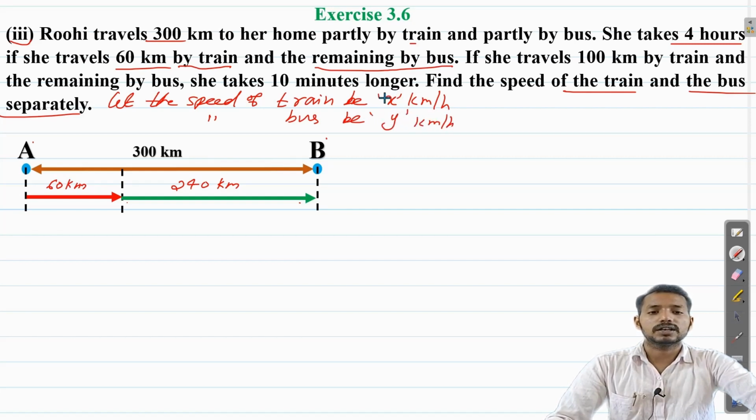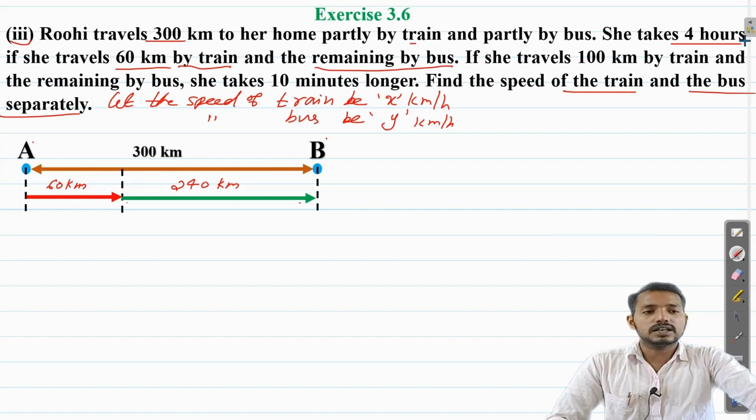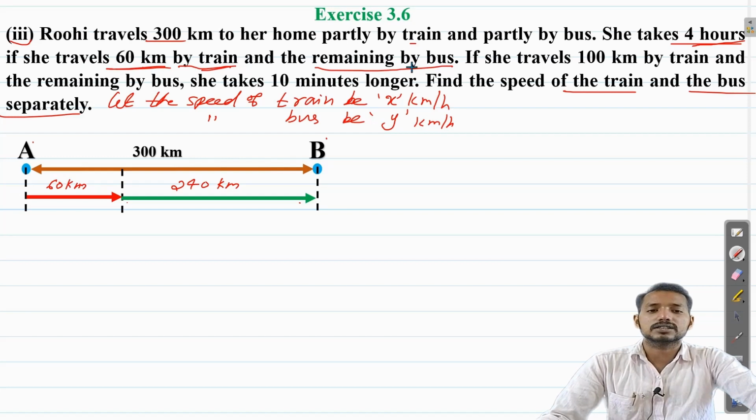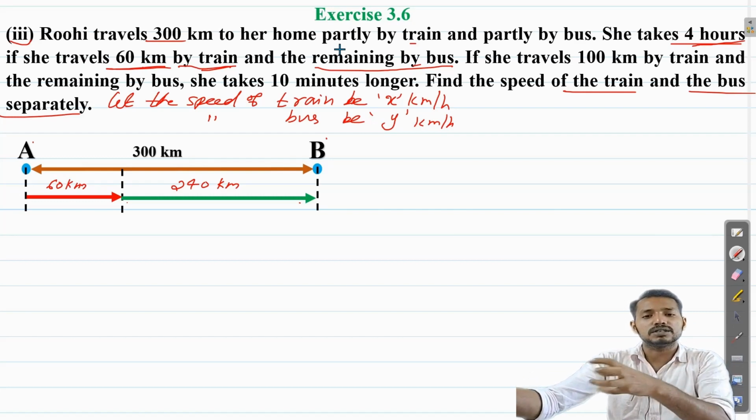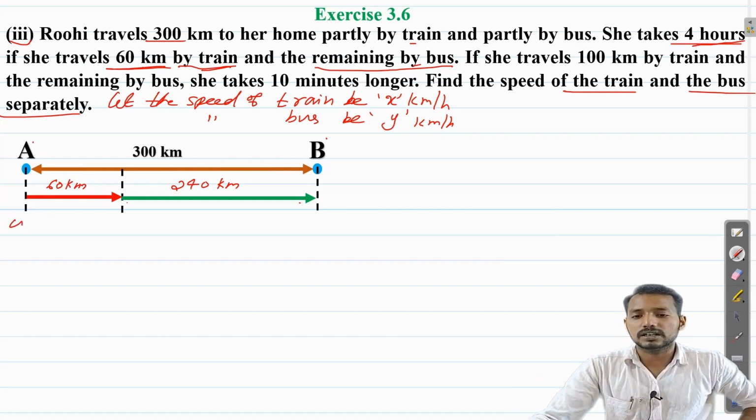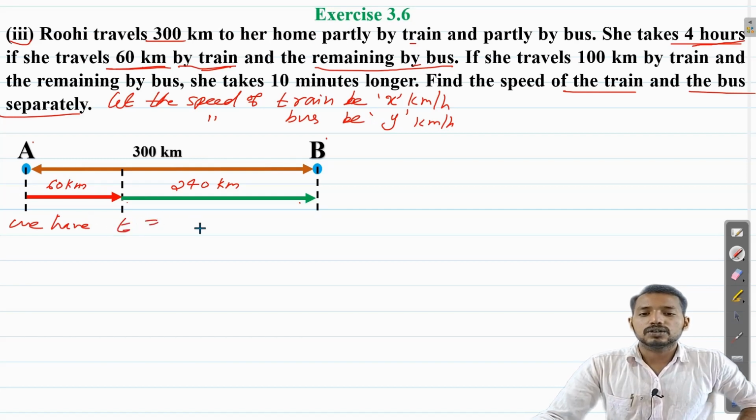Okay, x and y kilometer per hour. Come to the condition that in 4 hours, she travels 60 kilometer by train and 60 kilometer by bus. So here time is the quantity which connects the distance traveled by bus and train. So we have the condition that time is equal to distance traveled divided by speed.